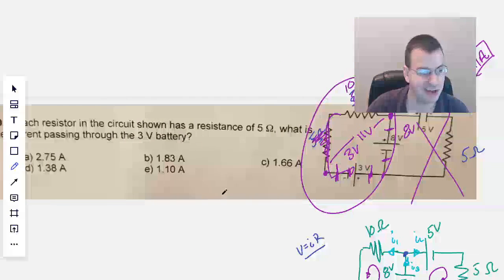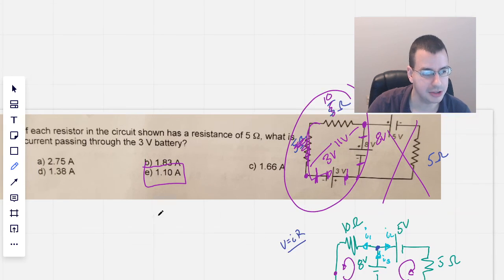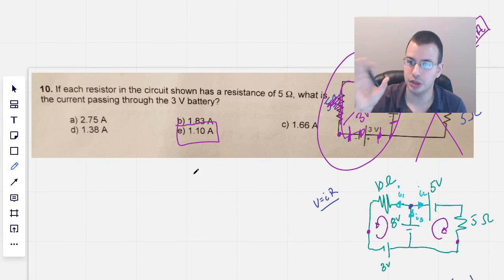So I probably should check to see if I have the answer over here. I do, which is excellent. 1.1 amps. So that is how I would approach this problem.